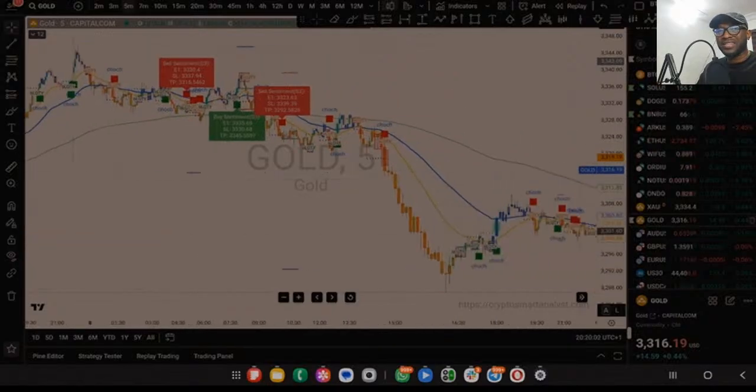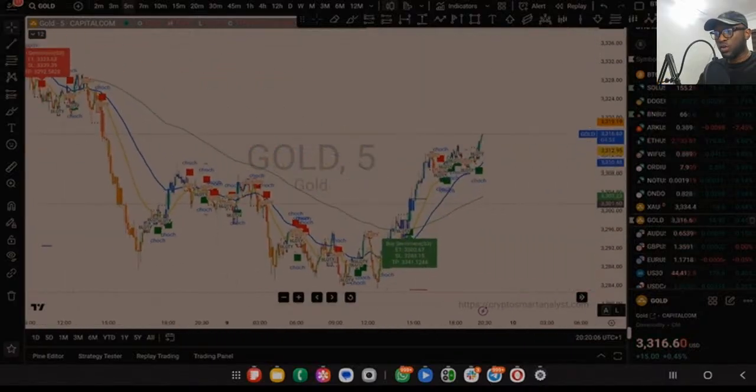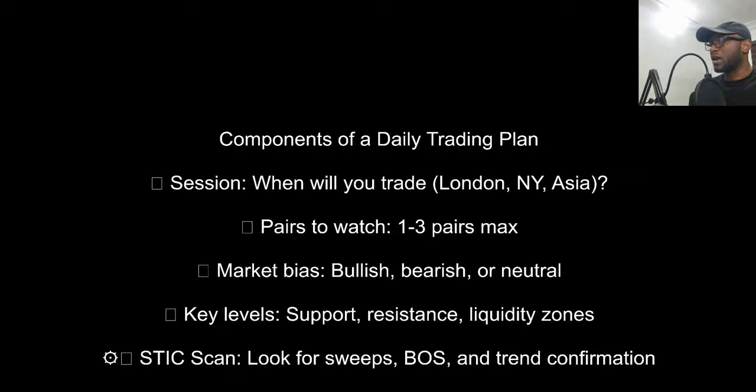Like I said, it's not about getting attached to an asset. It's about getting attached to an asset that has good liquidity, good sentiment, and good swings. That is very, very important. Then you want to look out for key support, resistance, and liquidity zones. One of the major things that move the market is liquidity.